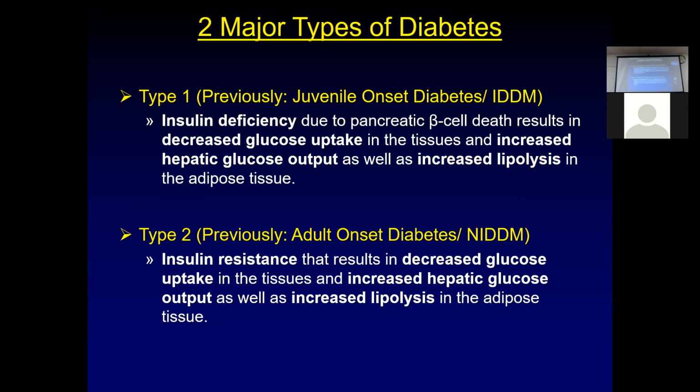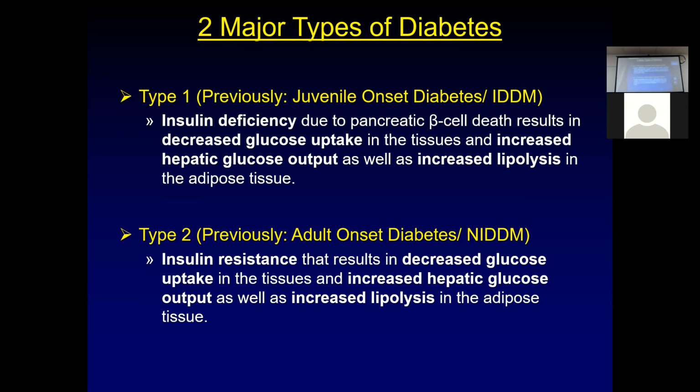The key thing that is wrong if you're a type 2 diabetic is that you are insulin resistant. Resistant means your tissues that normally bind insulin and then bring glucose in no longer respond to that insulin.